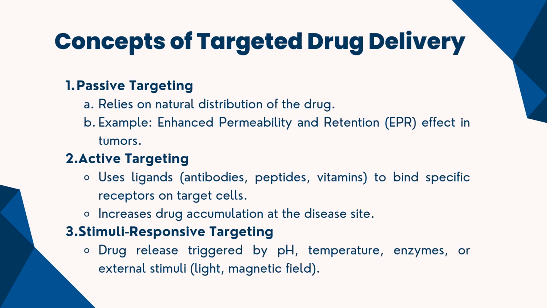Concepts involved in targeted drug delivery. First, passive targeting. Passive targeting relies on natural distribution of the drug. An example for this is enhanced permeability and retention effect in tumors, more commonly known as EPR effect. Second, active targeting. Active targeting uses ligands such as antibodies, peptides, vitamins to bind specific receptors on target cells. Active targeting increases drug accumulation at the disease site.